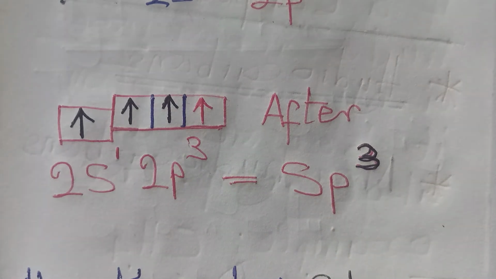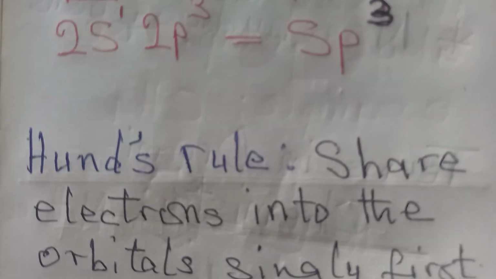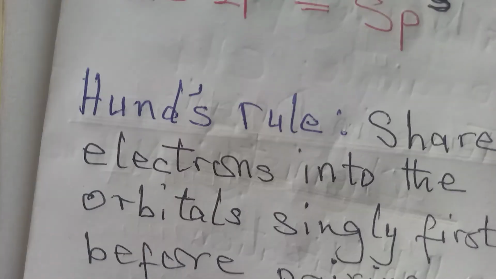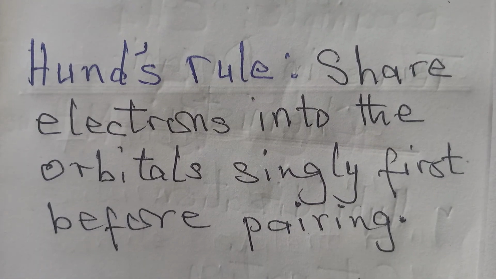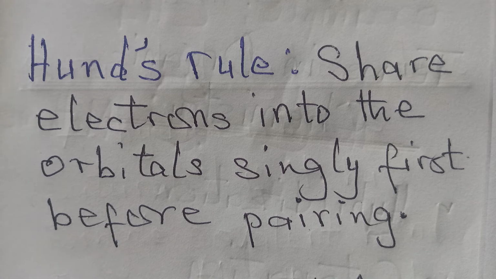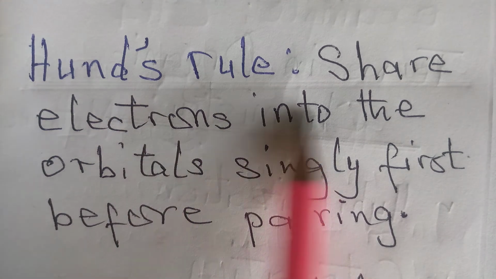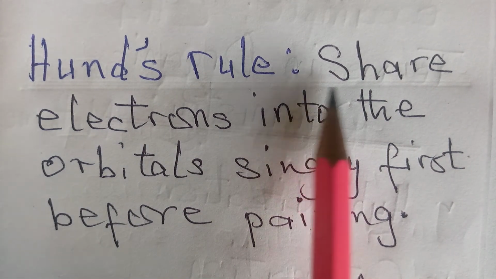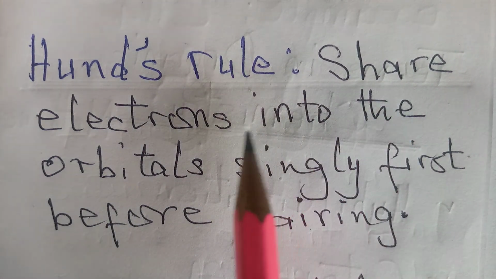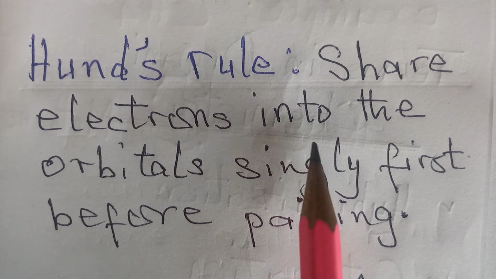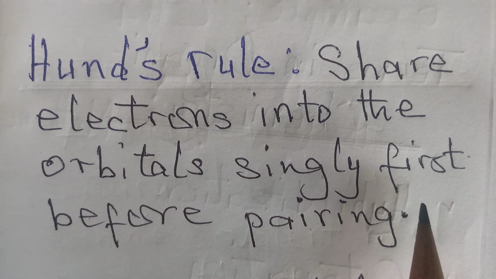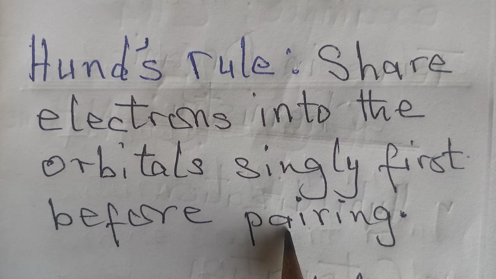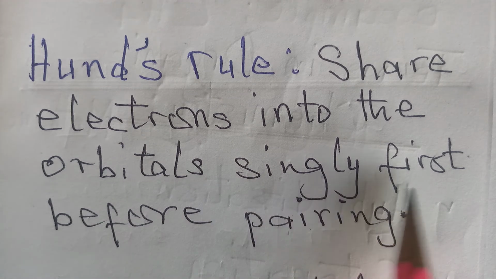We will also remember some of the pioneers that have done so much on the hybridization and writing the electronic configuration of elements. For instance, Hund's rule is very popular, and that rule shows that electrons are distributed into the orbitals singly first before pairing. So when you are distributing electrons into the orbitals, share singly first before pairing.